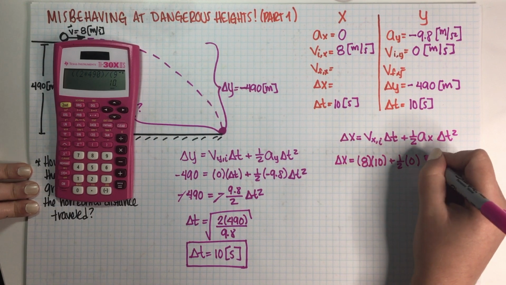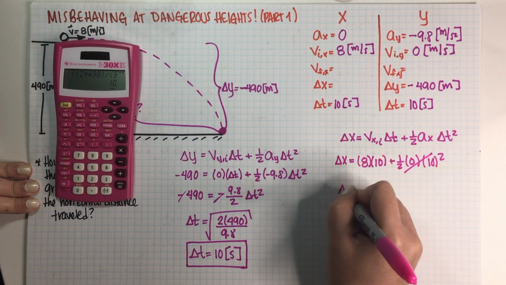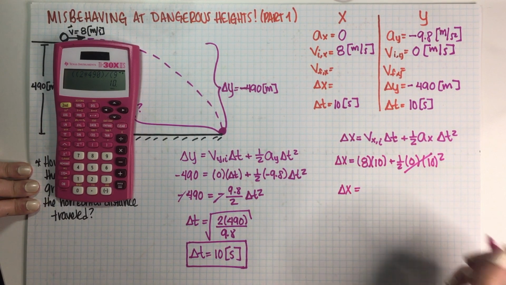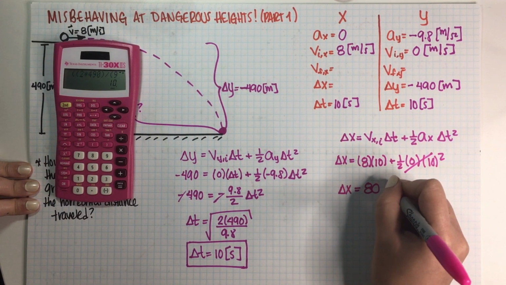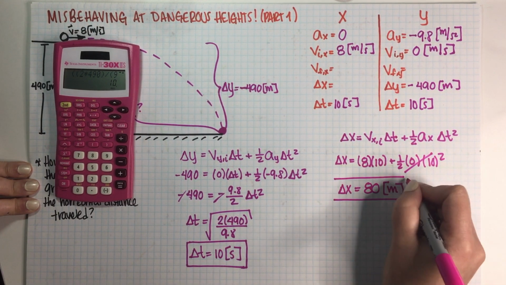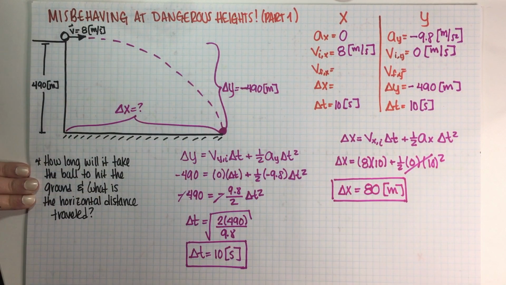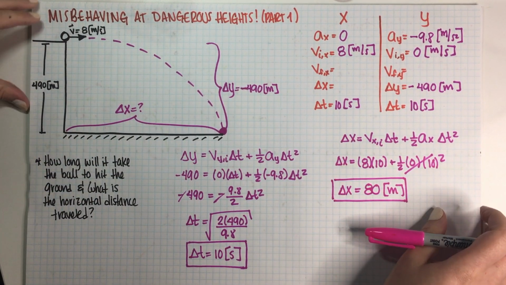So this actually, everything cancels out here. So delta x is equal to 80 meters. Ooh, no need for a calculator. There we go. So 80 meters. And that basically solves the first part of our problem.